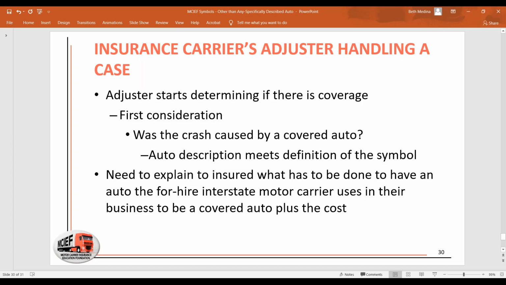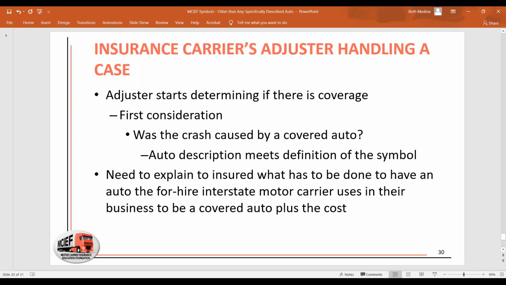You need to explain to the insured what has to be done for an auto that the hired auto interstate motor carrier uses in their business to be a covered auto, plus the cost. That needs to be done when you deliver the policy. You need to go over the exposures you have where it's symbols 61 any auto or 71 any auto 10,000 GVW or larger, or specified or hired auto, and emphasize that the hired auto owner-operators' vehicles need to be scheduled in the policy to save the premium later. This is a part of delivering the policy: prepare the insured for when and if a crash happens by explaining the symbols to them.